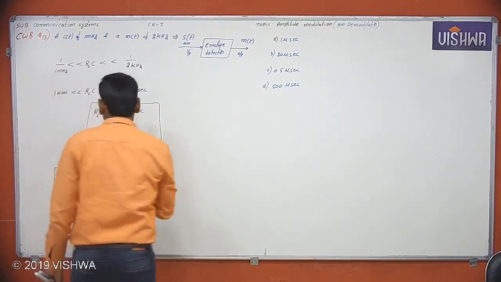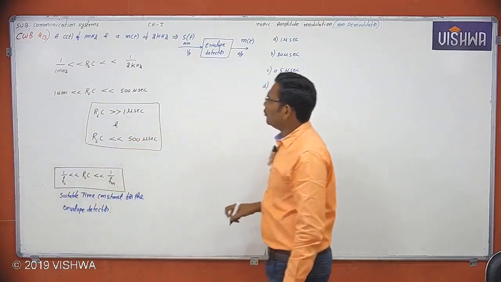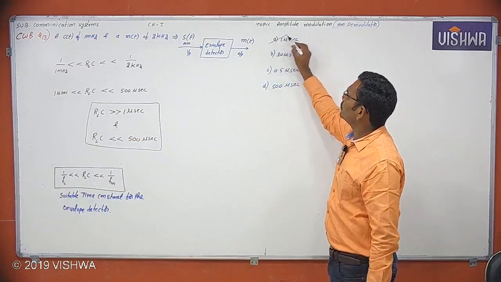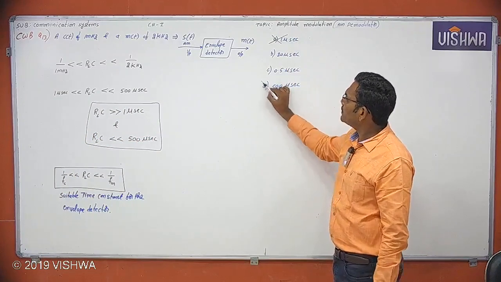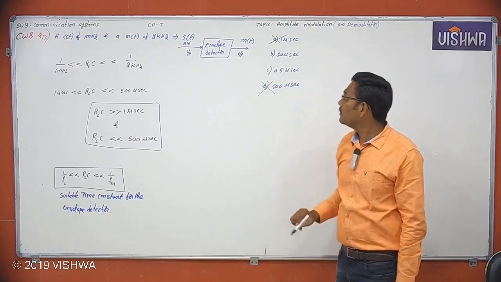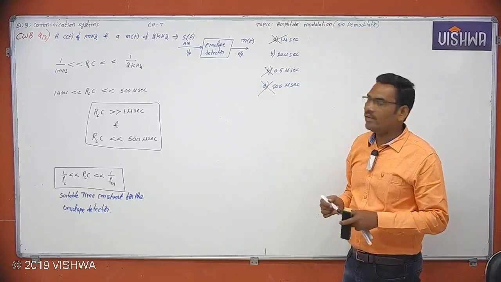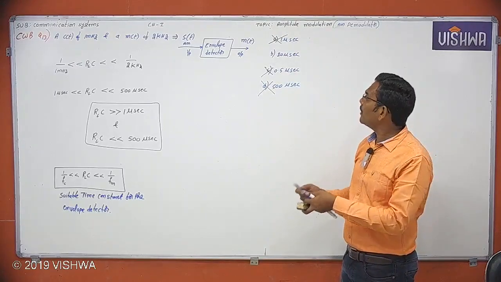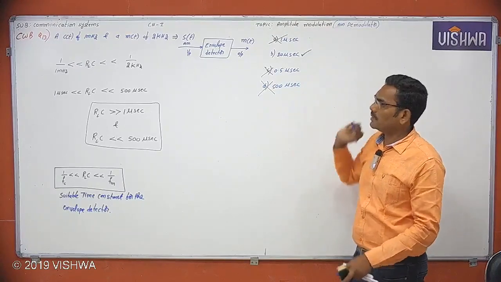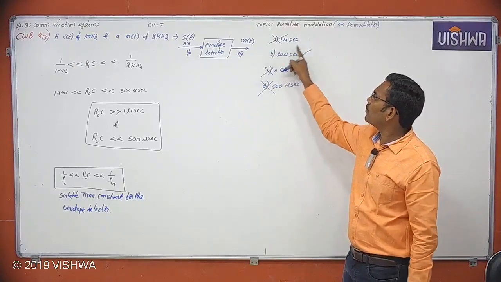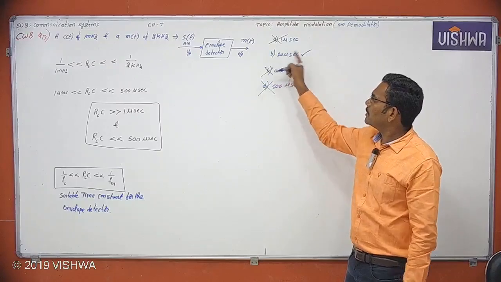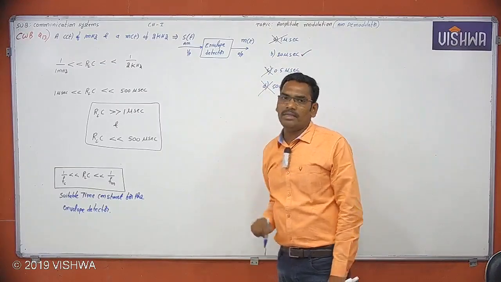So this is the suitable time constant, which means it should be greater than 1 microsecond, so 1 microsecond is not the answer, and it should be less than 500 microsecond. Greater than 1 microsecond also rules out the other incorrect option. So the only correct answer is 20 microsecond. This is the suitable time constant of the envelope detector such that you can get back the original message signal.